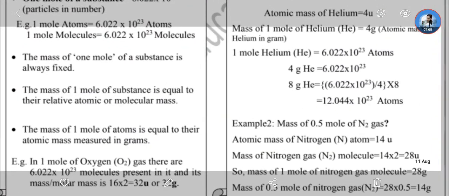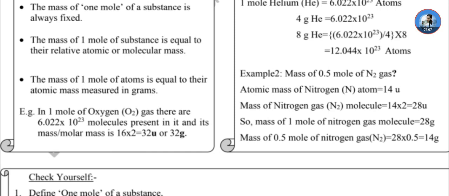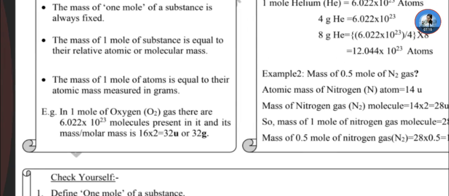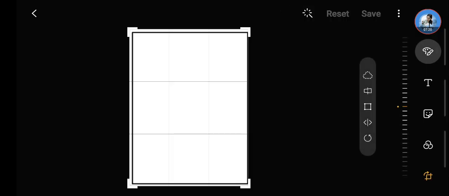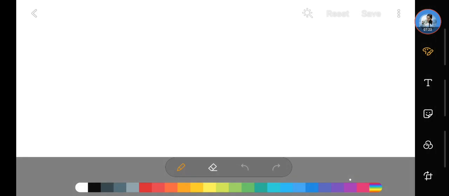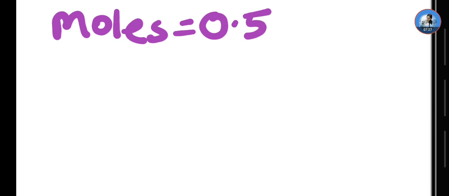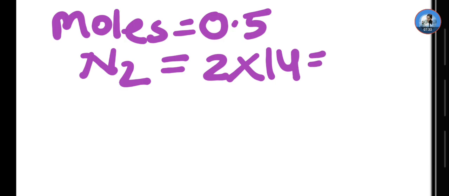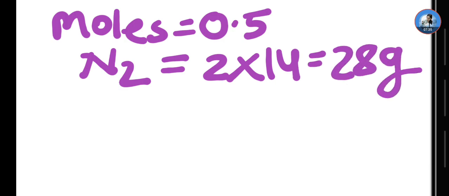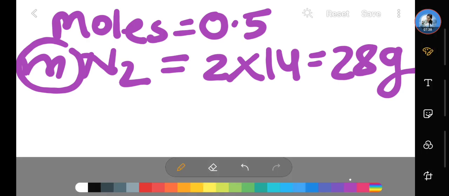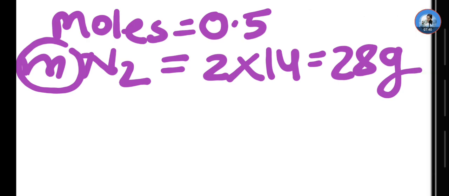Let's move to our second example. What is the mass of 0.5 mole of nitrogen gas? Here the number of moles are 0.5 and which for nitrogen gas. Mass of moles, how many do we have? 0.5. For nitrogen gas, that is 2 into 14 equals to 28 gram. That is our molar mass. We have to calculate the given mass W.